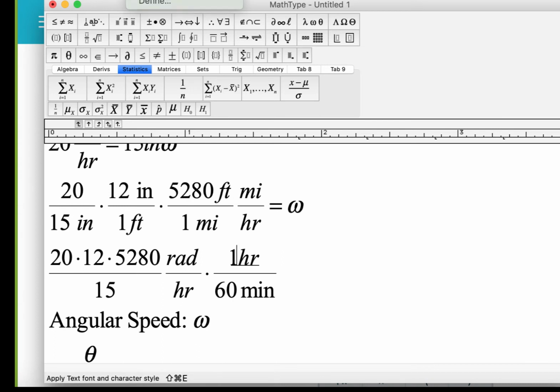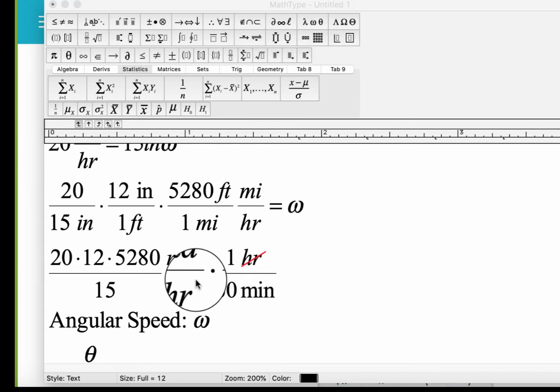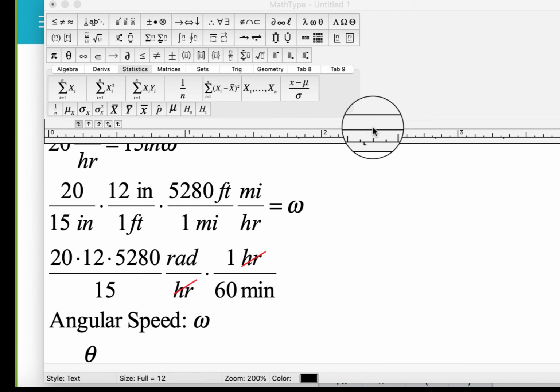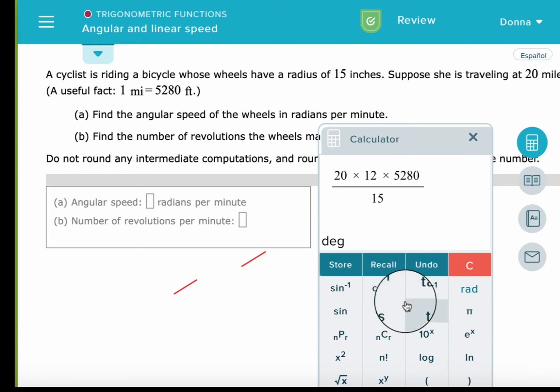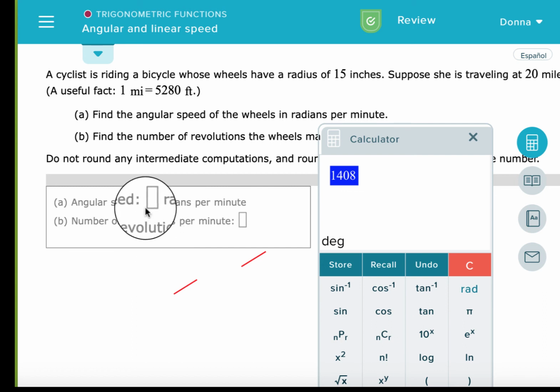And now I'll have the right units. So I can cancel the hours. And now I'll have radians per minute. So let's make sure we divide that answer by 60. So I'll go back out to the calculator and then just divide our final answer that we had, where we had it per hour, by 60. So if we undo, that's what we should have had, but it should have been times 60. And so when we do that, we're left with the answer of 1408 radians per minute.